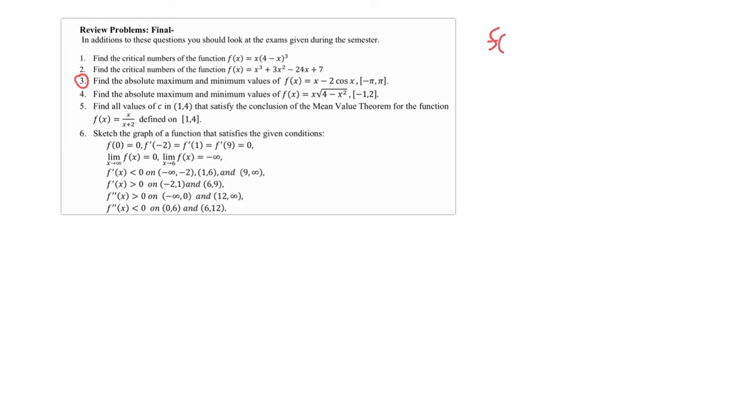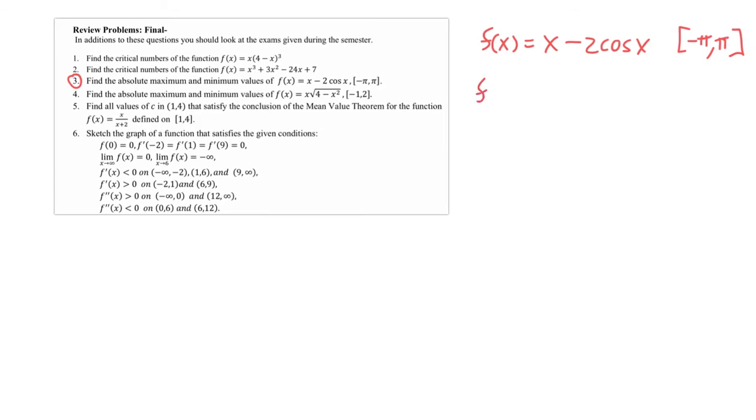So the original function is f of x equals x minus 2 times cosine x, and we're looking at negative pi all the way to positive pi. Now, with regards to that derivative, it would be f prime of x equals 1. Now, the derivative of cosine is negative sine of x. So it's going to be negative 2 times negative sine of x, which is going to turn out to be plus 2 sine of x.